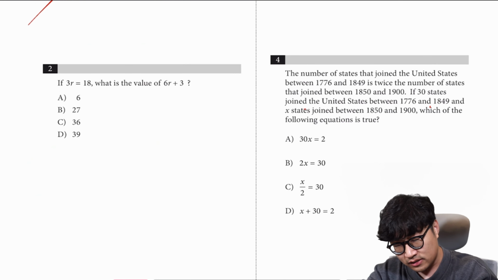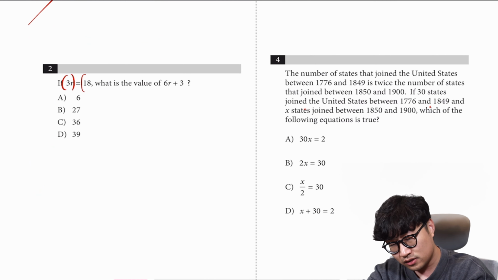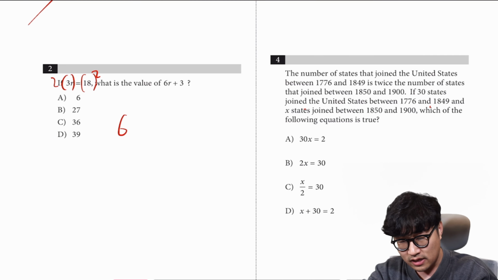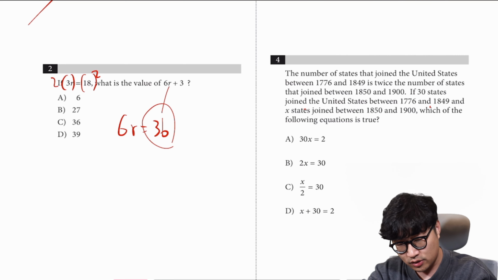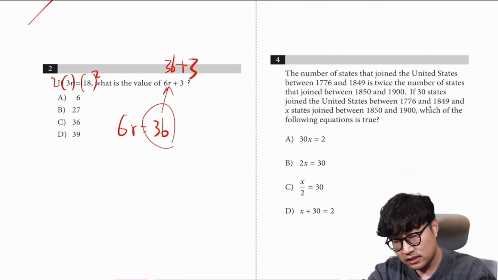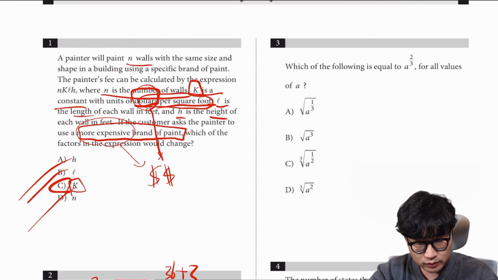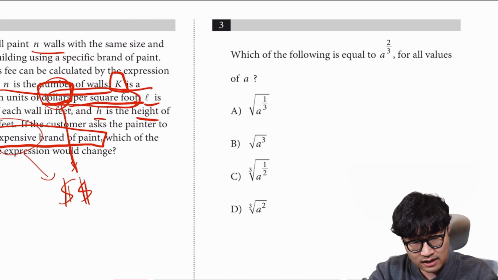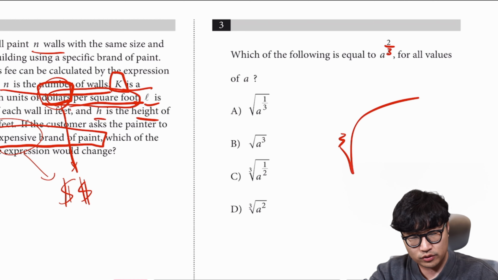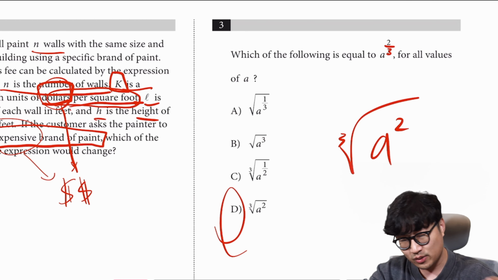Number 2, 3R is 18, 6R plus 3 is what? So you're not really solving for R, just multiply by 2 on both sides and you get 6R is equal to 36. So put that right there. 36 plus 3, that's a 39. Number 3, which of the following is equivalent to that? So it's out of 3 on the denominator, so it's going to be a cubic root. You have a square inside, answer choice D.